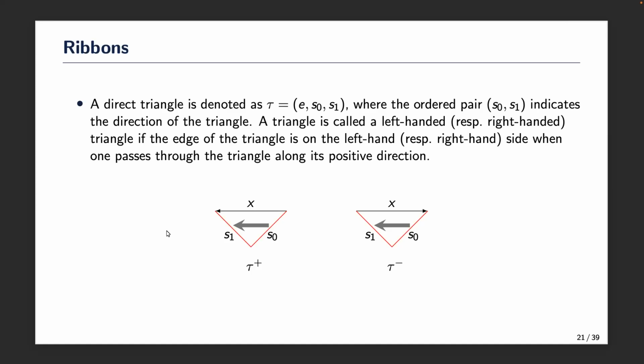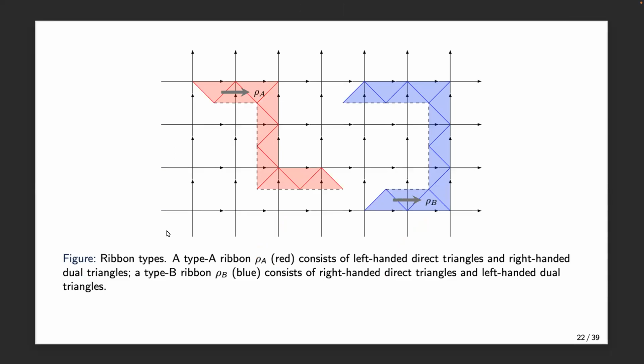So we can use a plus or minus sign to indicate whether these two directions are the same or not. These are two types of ribbon. We define the type A ribbon as the one that consists of left-handed direct triangles. What I mean is that when you walk along the positive direction of the ribbon, the edges on the lattice are always on your left-hand side. Otherwise, you call it the type B ribbon. Because in the Hopf algebra case, these two types of ribbons determine different ribbon operator algebras, we need to treat them separately. But we will take type B as an example to illustrate the construction.